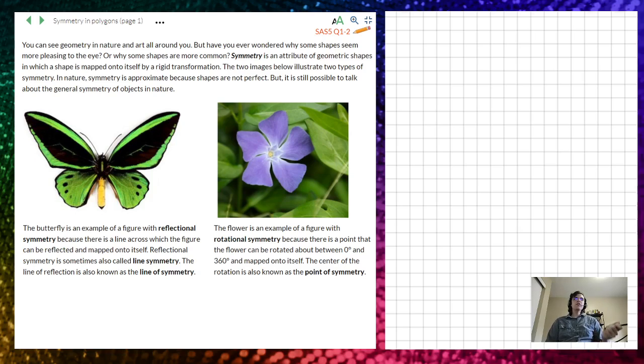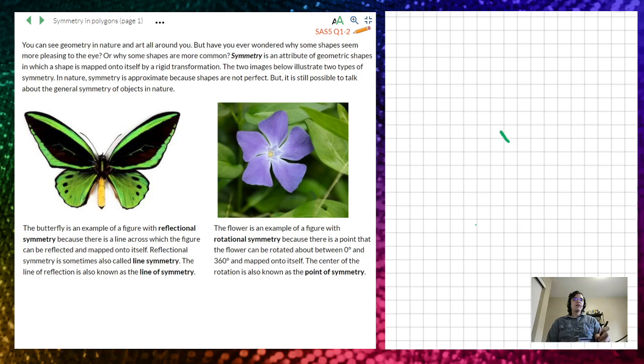Well, translation doesn't make sense. To map it onto itself, you just get itself, right? Nothing interesting about that. But what about reflection and rotation? I think those will be interesting. So when we say mapping onto itself, we're saying take a piece of it and see if you can transform it to line up with the other half, or another part. So the butterfly, for example, is reflectional symmetry.